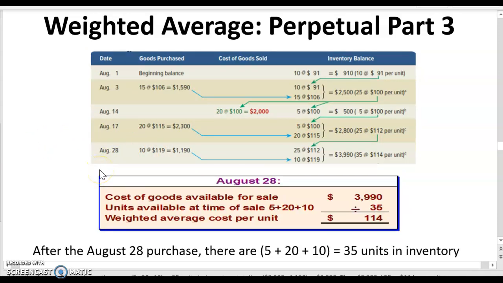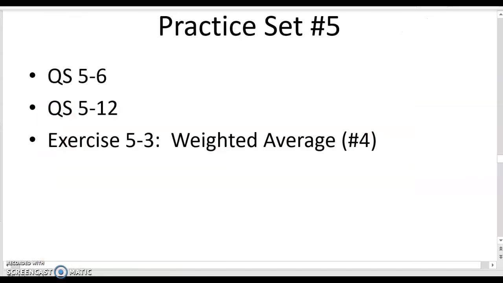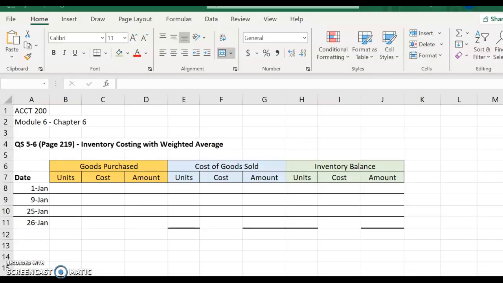So let's go ahead and you can see if you follow through how this all works. I think it's easiest just to start working through this. So let's go ahead and find our practice set number 5, which is going to be QS5-6, QS5-12, and then we'll return to exercise 5.3 for the weighted average method. In QS5-6, we're again referring back to the information from QS5-4, but this time we're employing the weighted average method. So on January 1st, our beginning inventory again is 320 units at $3.